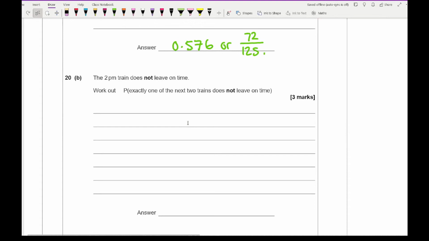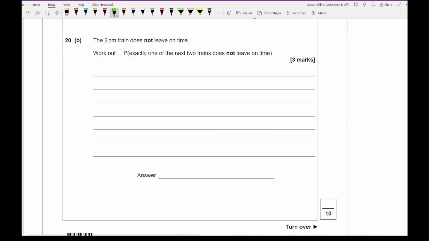For question 20b, it says the 2 p.m. train does not leave on time. Work out the probability that exactly one of the next 2 trains does not leave on time. So we know that the 2 p.m. train is late. So then the next train and the one after that is, so this is late.